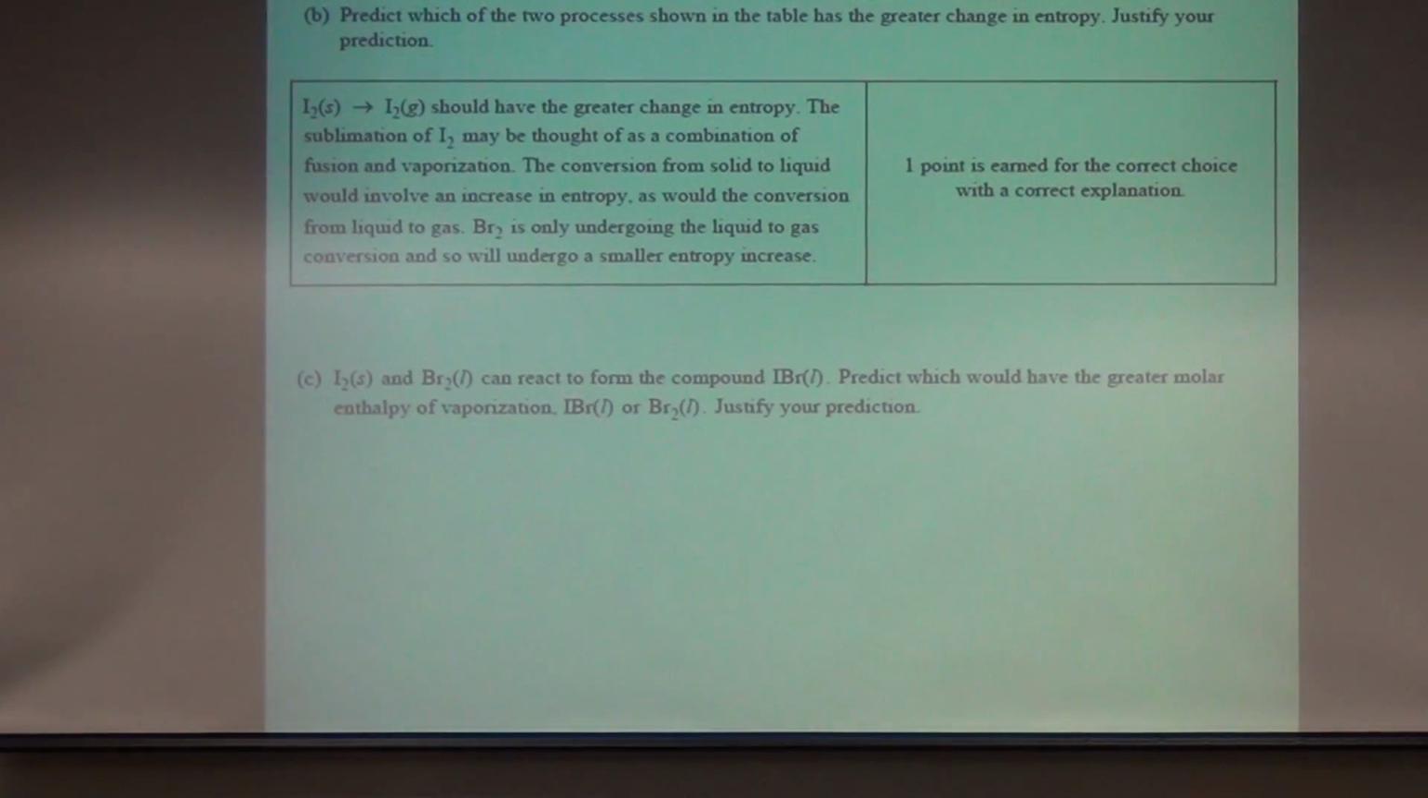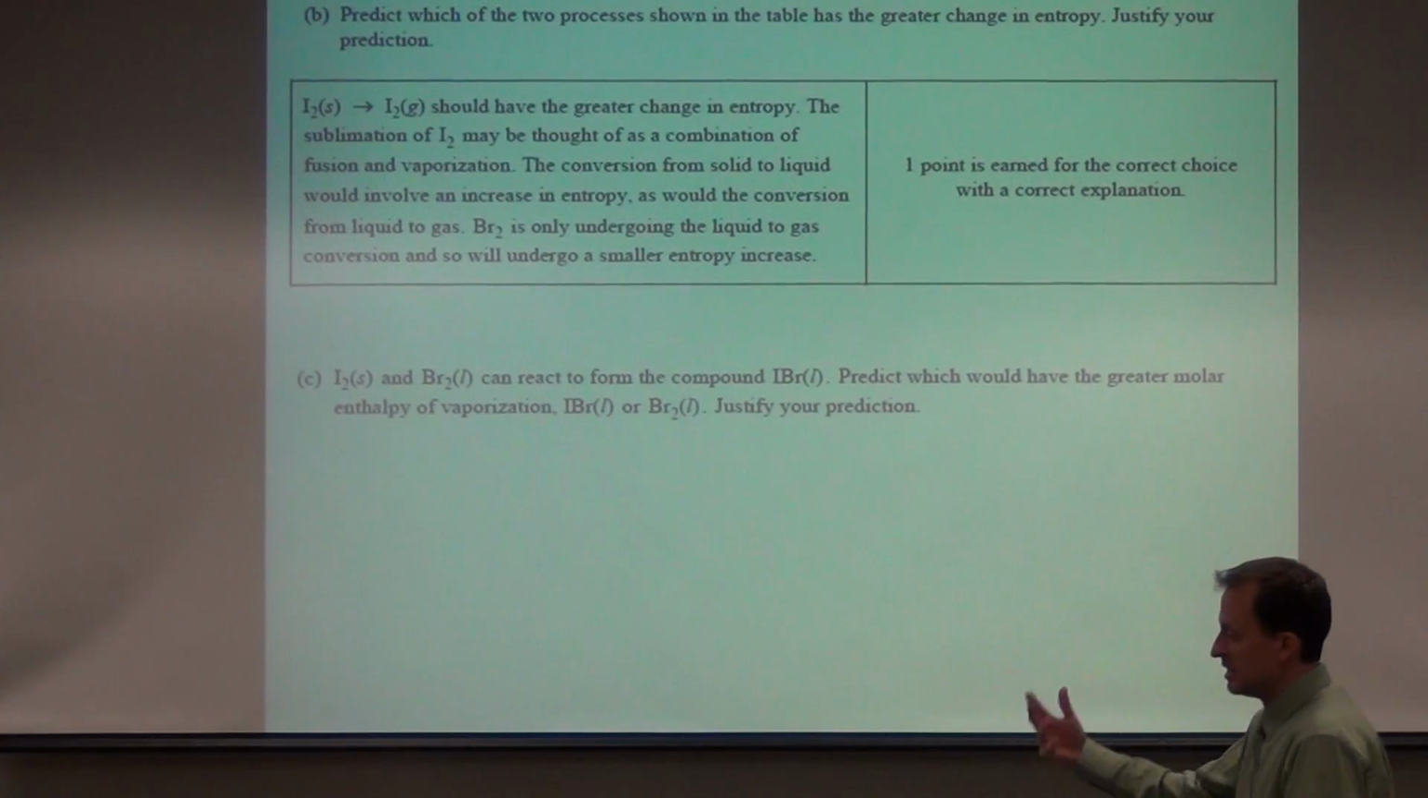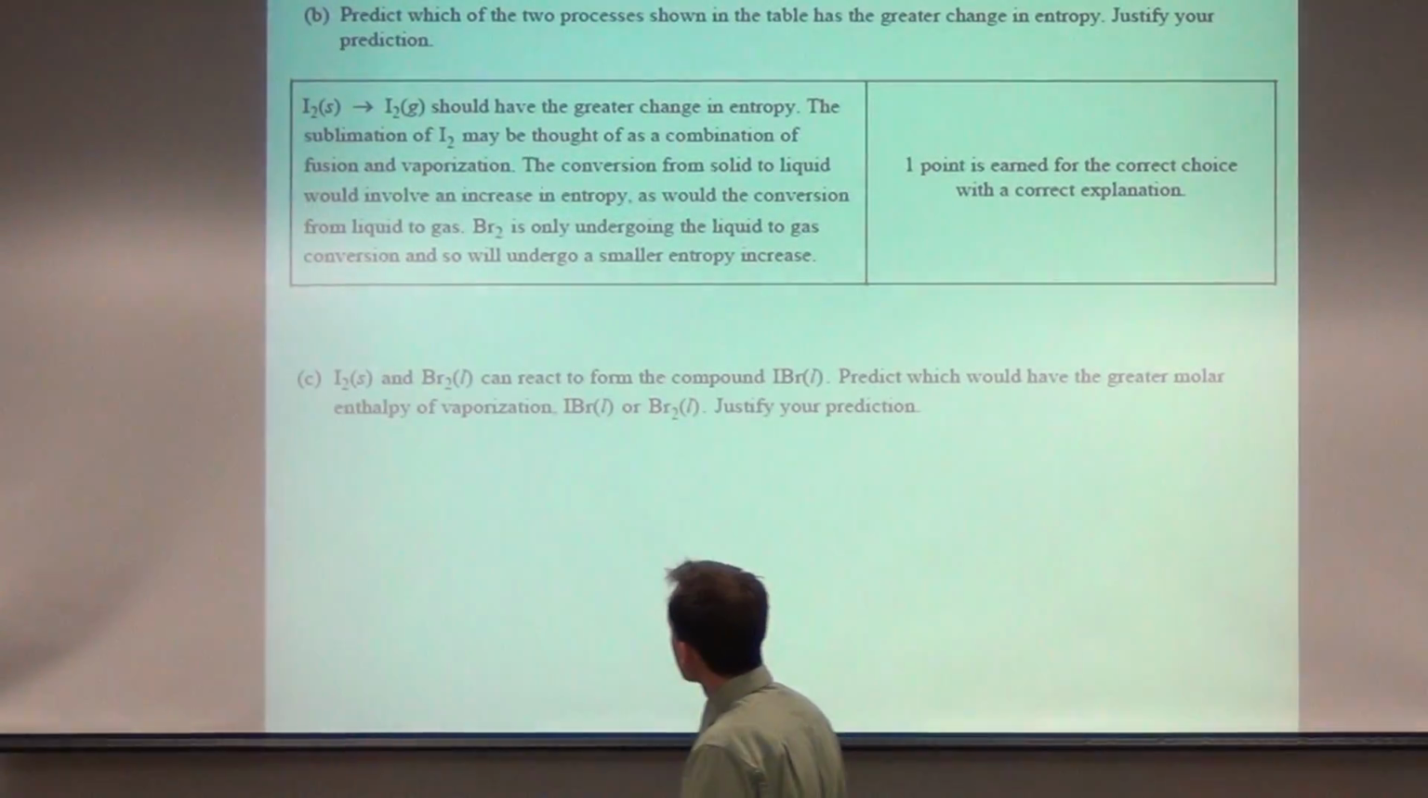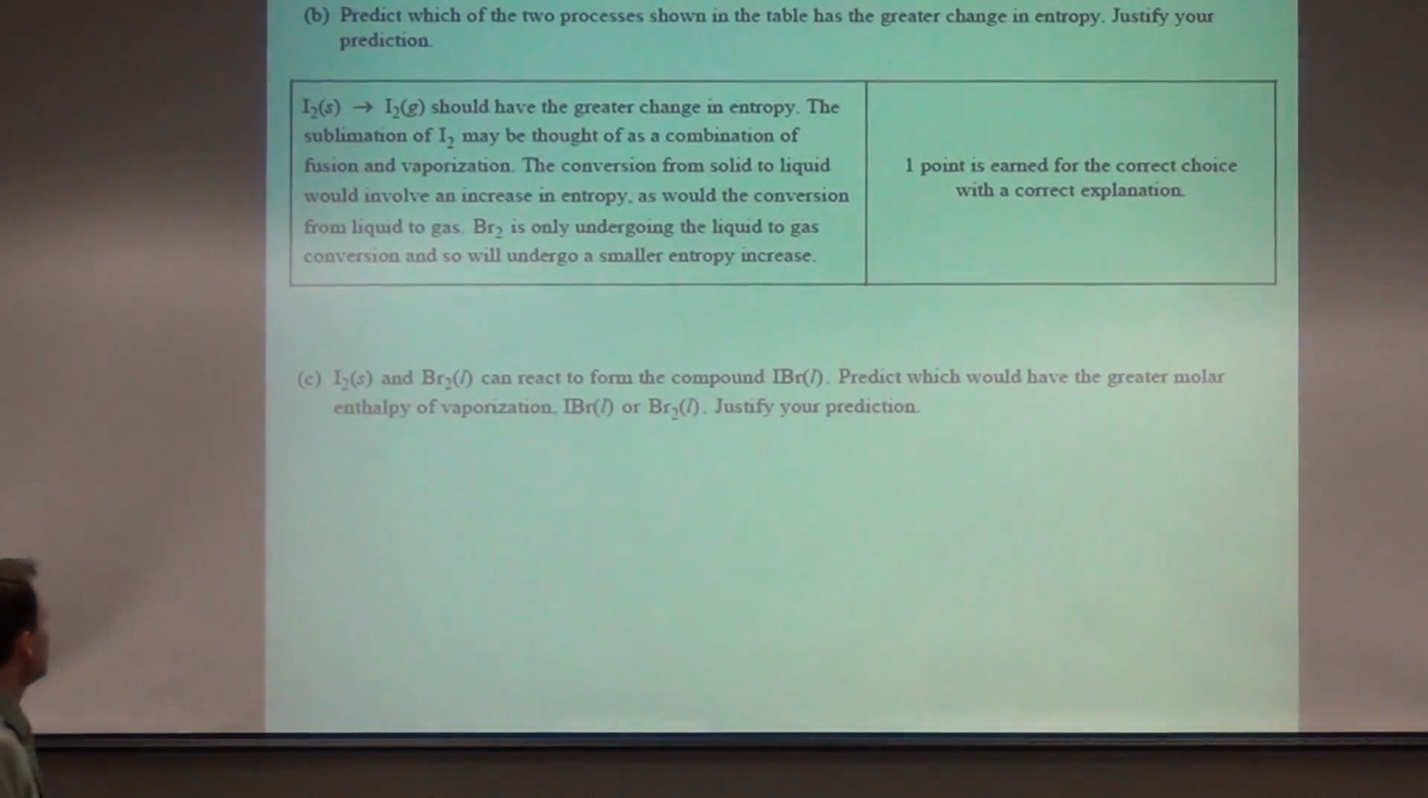The sublimation of I2 may be thought of as a combination of fusion and vaporization. The conversion from solid to liquid would increase entropy, as would the conversion from liquid to gas. Br2 is only undergoing the liquid to gas conversion, so it will undergo a smaller entropy increase. You don't have to say it all. I would just say it's going through two phase changes, going from extreme order to the same disorder, versus a liquid only going to a gas.